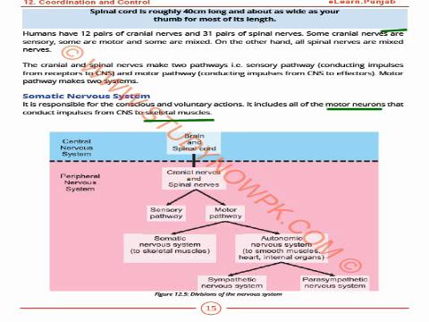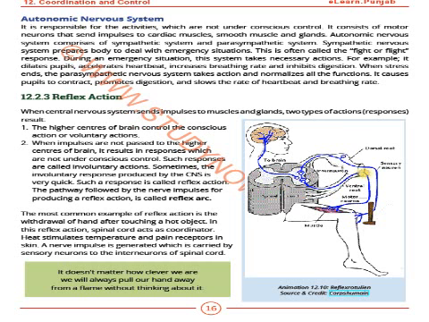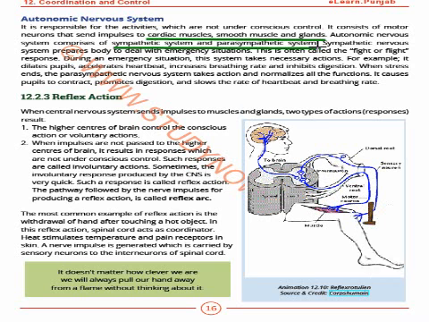But in case of the autonomic nervous system, what happens is that the motor neurons send impulses to the cardiac muscles, smooth muscles, and glands. Autonomic nervous system comprises of sympathetic system and parasympathetic system, which we are going to study now. Actually, cardiac muscles, do you have control over your heart? No. Do you have control over your stomach? No. Do you have control over your glands?